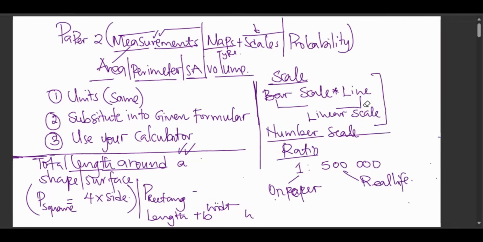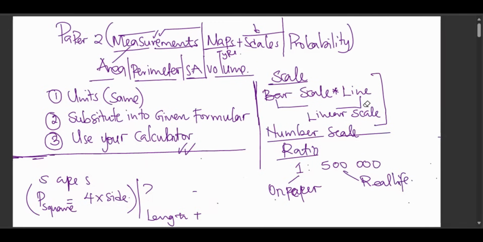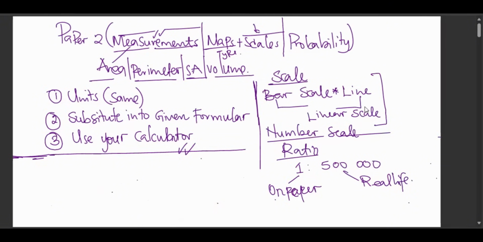This scale will be 1 unit on paper is equivalent to 500,000 units in real life. That's what it means. Together, if they ask for the meaning of the scale, that's what you will say. We shall also look at a certain part of measurement, that is packaging, very soon.